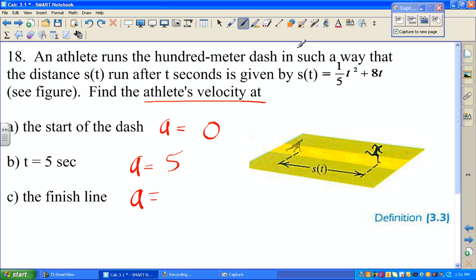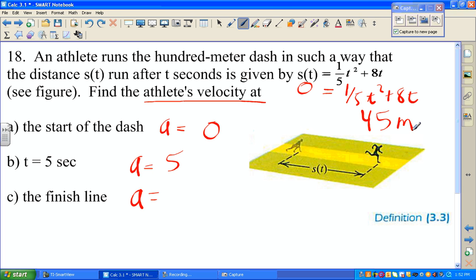This is the distance traveled. If you set this equal to 0, he hasn't gone anywhere, so it equals 0. When you solve this equation, 0 equals 1/5 t squared plus 8t, how do you solve that? Quadratic. Or you can factor. In any case, a will equal 0. After 5 seconds, how far has he traveled? Well, 25 over 5 is 5, plus 40, 45 meters he's traveled. I put 5 in for the time. So he's gone 45 meters.